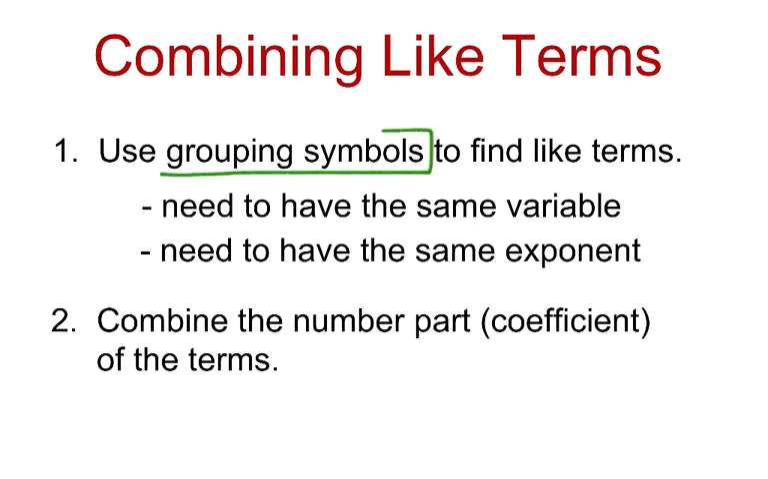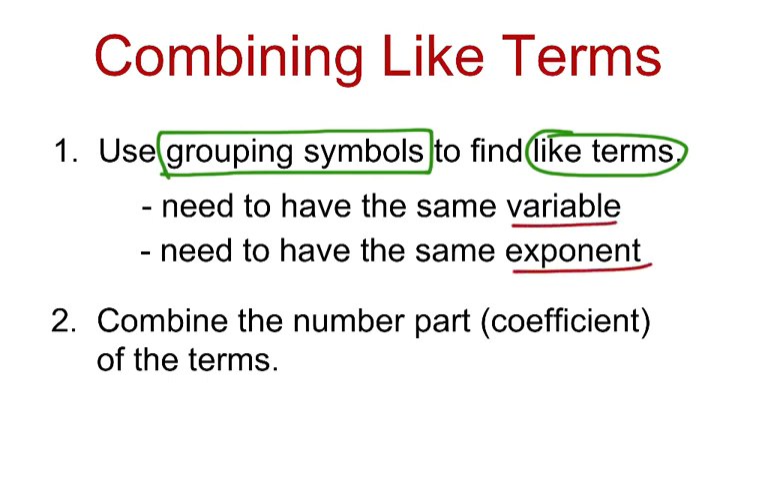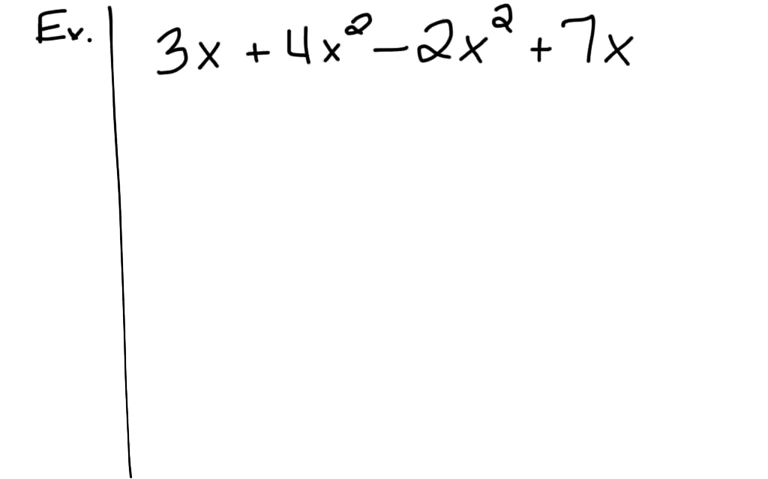The first step is to use these grouping symbols. Grouping symbols could be rectangles or circles. You're going to put circles or boxes around like terms just to help organize your thoughts. Just remember that like terms need to have the same variable and the same exponent, identical variables and exponents. The numbers next to them don't matter in the beginning, but you need to make sure that the variable and the exponent are the same in order for them to be like. And then when we're done, we're going to combine those like terms. Let's make sense of what I just said.